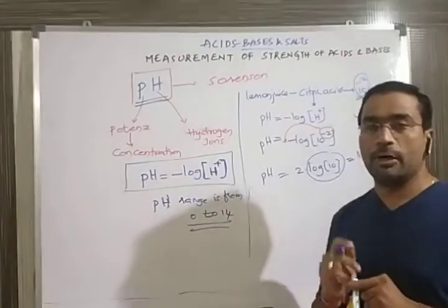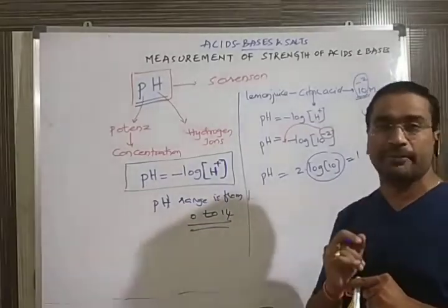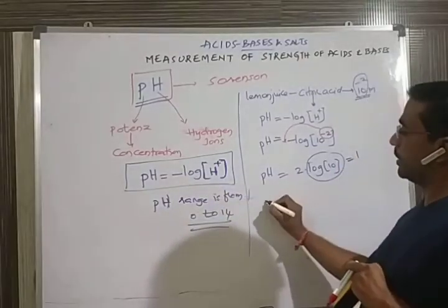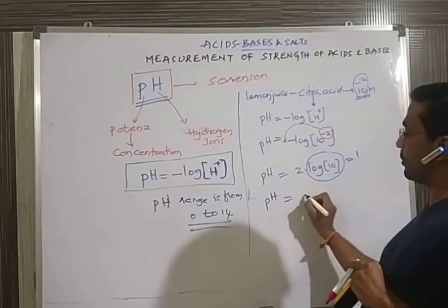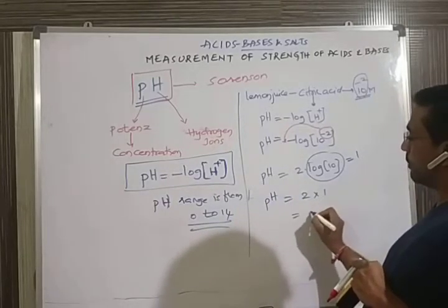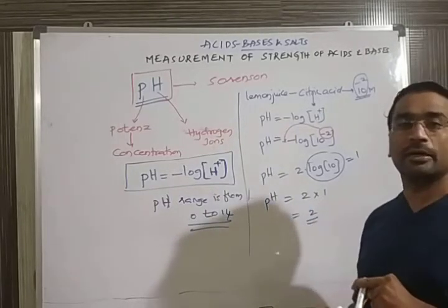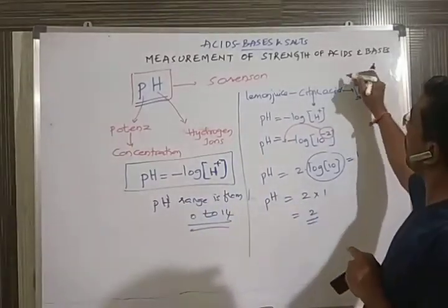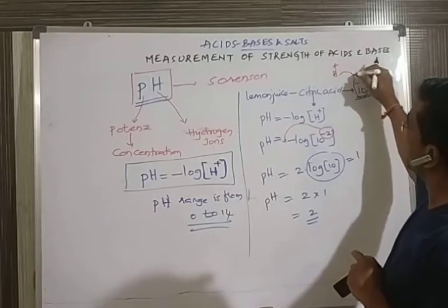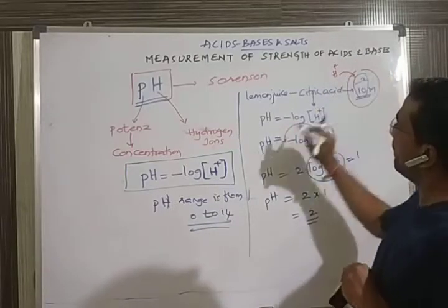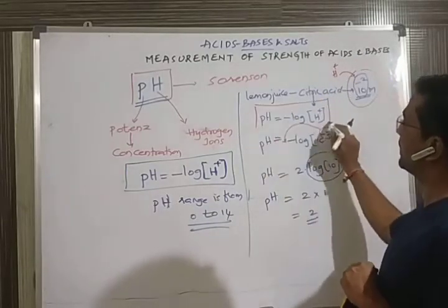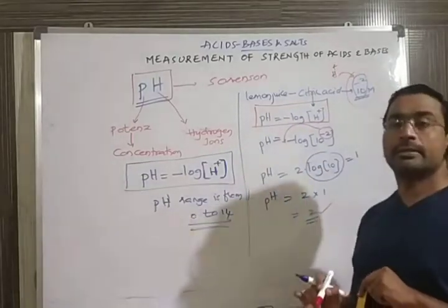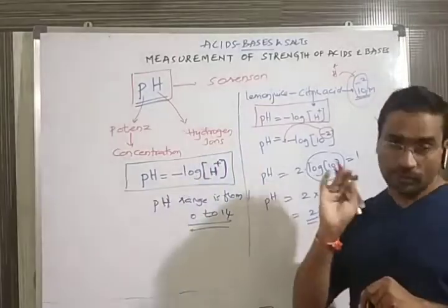Log 10 value is predefined, it is 1. You can also check in your calculator. Therefore, pH is equal to 2 into 1, so you are getting the value of 2. Whenever the concentration of H plus ions is given, by making use of the formula pH is equal to minus log of H plus, we can automatically find the pH value of that solution.